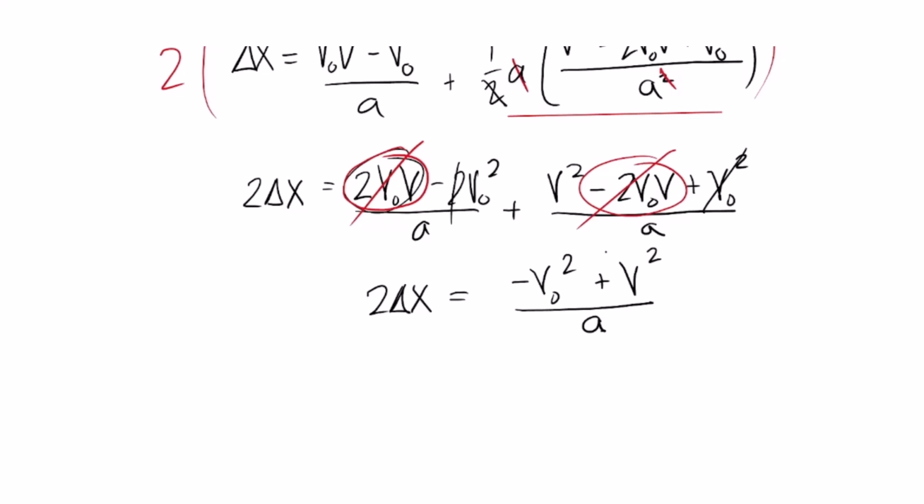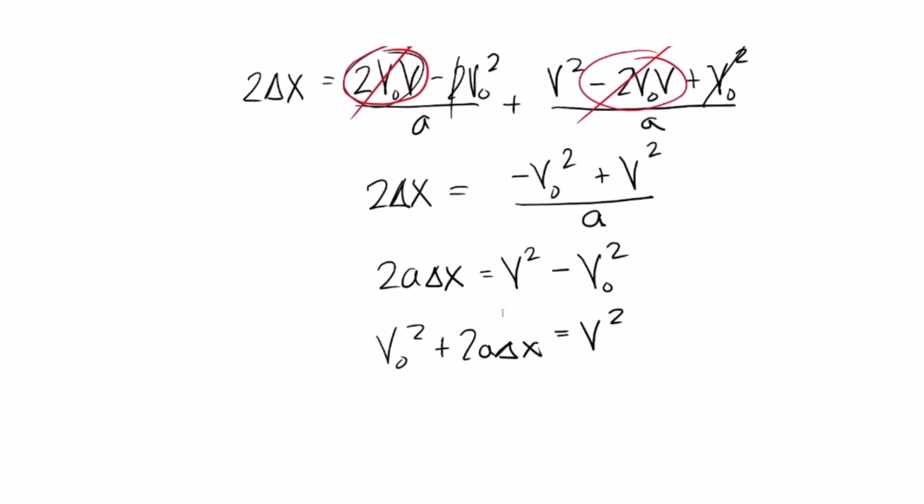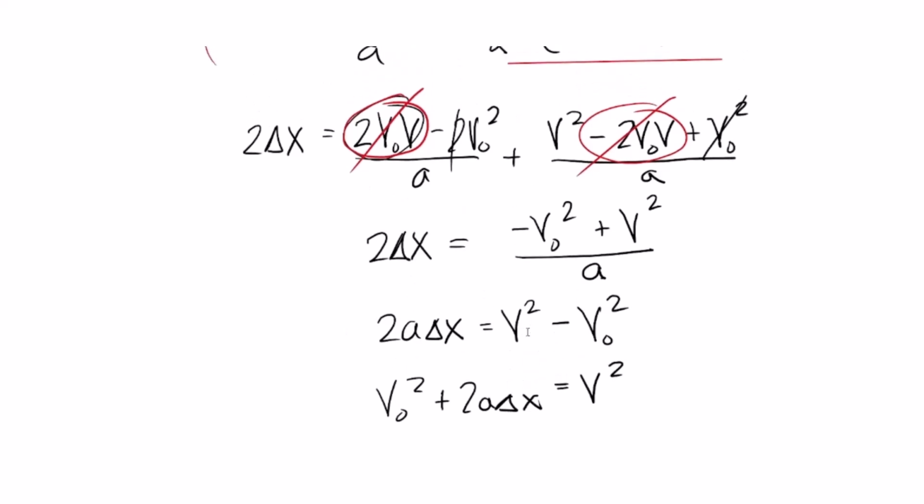Okay, it definitely looks like what we're supposed to be getting now. So we're going to multiply both sides by a, get 2a delta x equals, just rewriting this a little bit, v squared minus v naught squared. And do your final move over, you get v naught squared plus 2a delta x equals v squared. And there's our third kinematic equation that's useful for certain circumstances where time is not something you have, and you have two velocities and acceleration or displacement, whatever else.